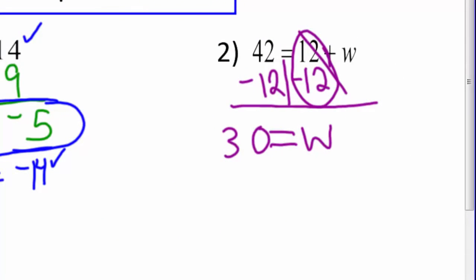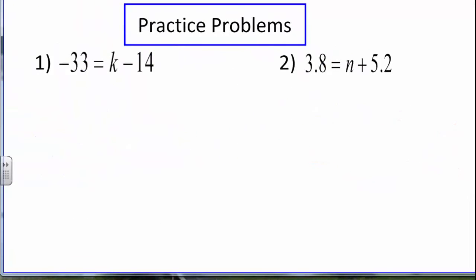So now I just want to check my work here. So w is equal to 30. I'm going to replace this w with 30. 12 plus 30 is equal to 42, and this checks out. Here are a couple problems for you to practice on your own.